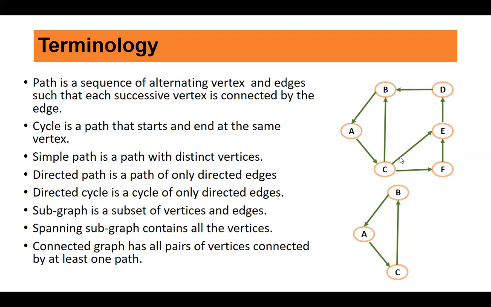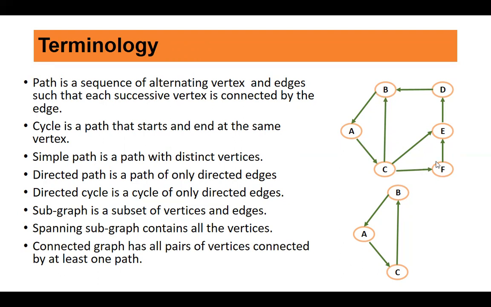Fine. Now cycle is a path that starts and ends at the same vertex. Let us say you start from A, right? You follow the arrow from A, you go to C, from C you go to F, F to E, E to D, D to B, and again you can come back to A, right? So you start from A and you can come back to A again. So there is a cycle in the graph.